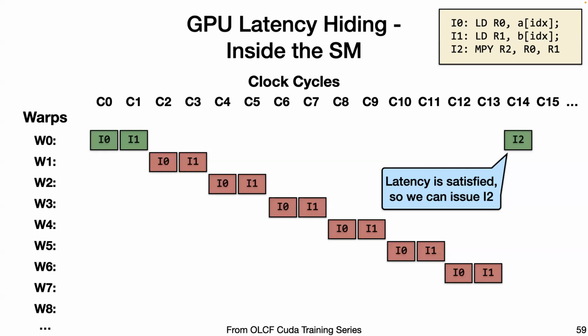So all the warps here are for a single SM. Yes, in this example, it would all be for one SM.